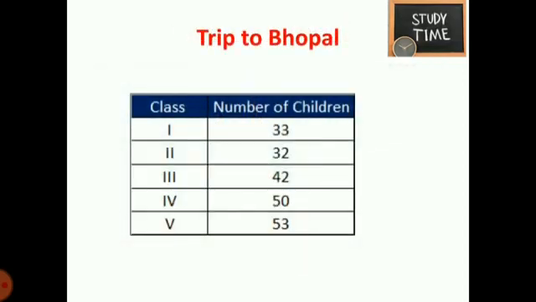So each class, I have given the number of children going for the trip. For class 1, 33 children are going. For class 2, 32. Class 3, 42. Class 4, 50. Class 5, 53.